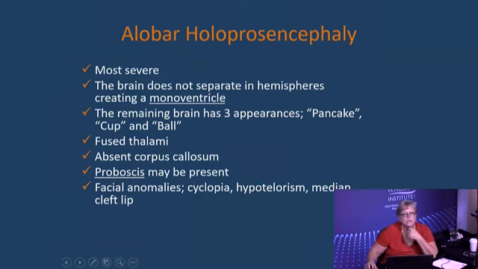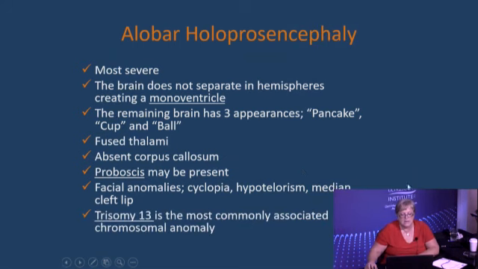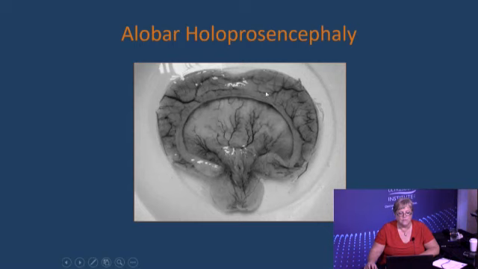So high association of facial abnormalities with the holoprosencephaly. So cyclopia, hypotelorism, and then median clefts. So midline clefts, closely spaced orbits, and trisomy 13 is the most commonly associated chromosome aneuploidy with this type of brain abnormality. So you have a monoventricular system.